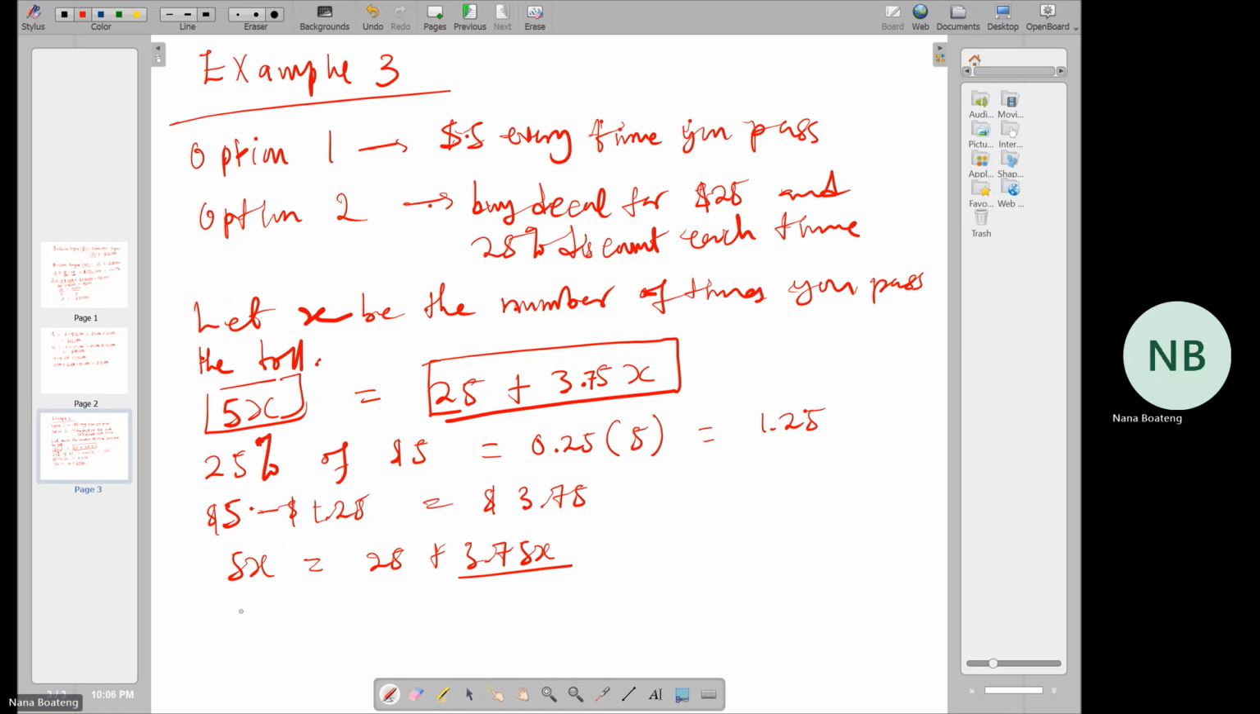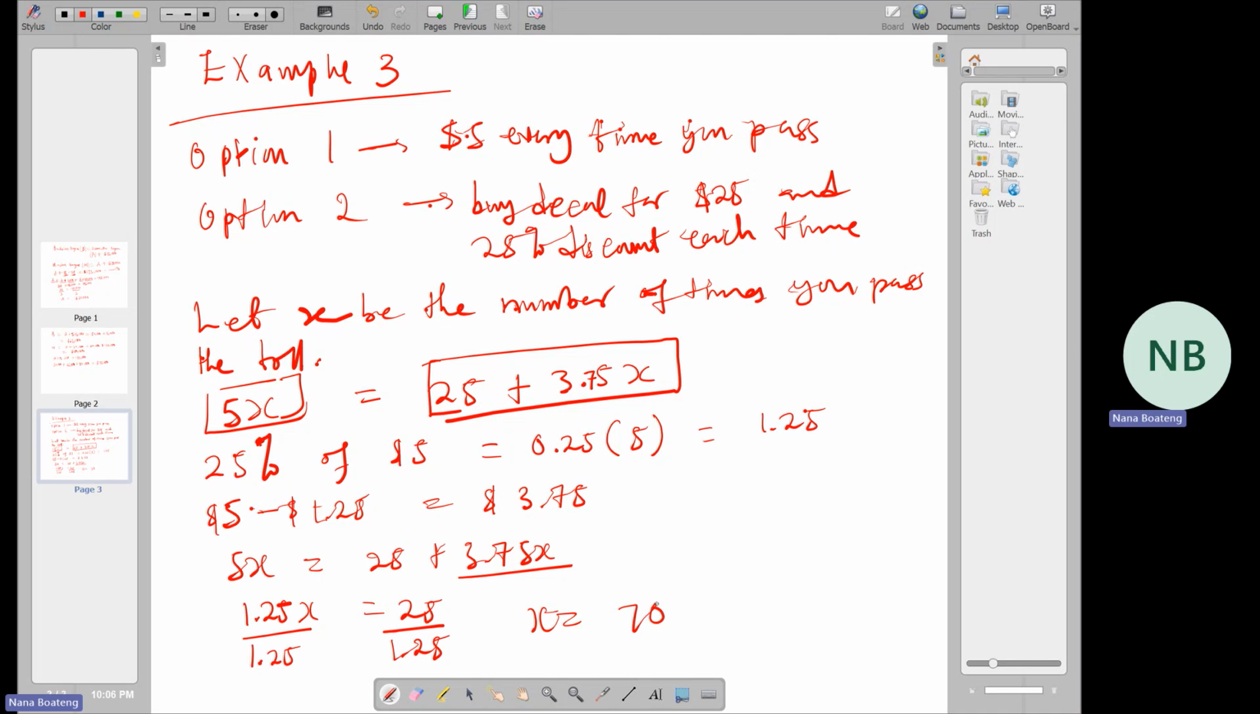All right, so if we subtract 3.75x on both sides, then we get 1.25x is equal to 25. And if we divide both sides by 1.25, then we see that x is equal to 70. X is equal to 70.